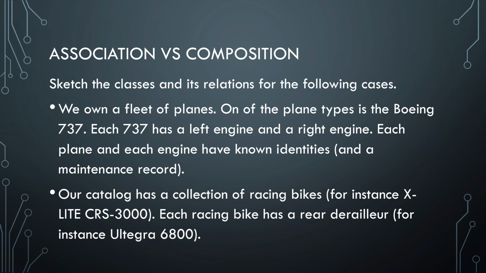So now I assume you have created these class diagrams, and let's look at those. In the first case, planes and engines are kind of standalone, because an engine can be detached from a plane and sent over to maintenance, so the relation between planes and engine is probably an aggregation. The racing bike example could be a good candidate for a composition. Probably you never have to deal with the rear derailleur individually. It's always part of the racing bike.